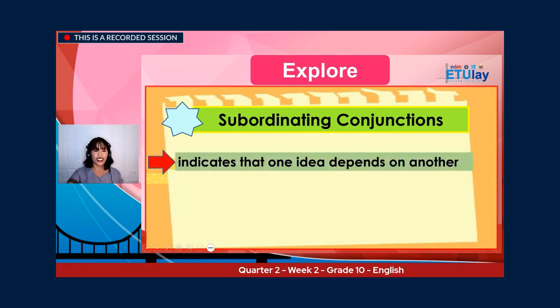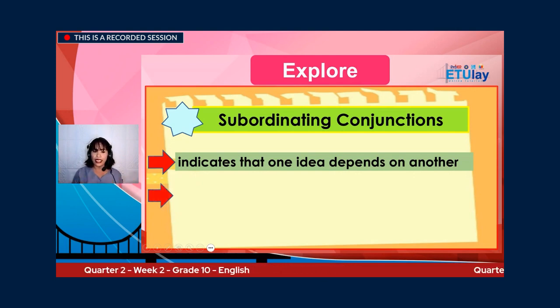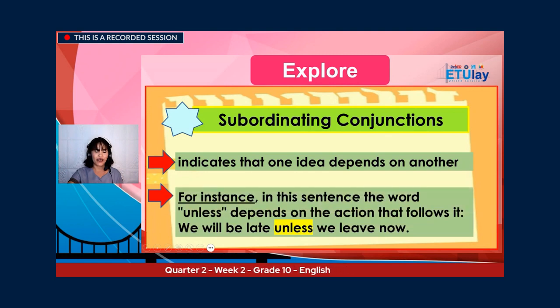Subordinating conjunctions indicate that one idea depends on another. For example, the sentence: we will be late unless we leave now. I will repeat the sentence. We will be late unless we leave now.